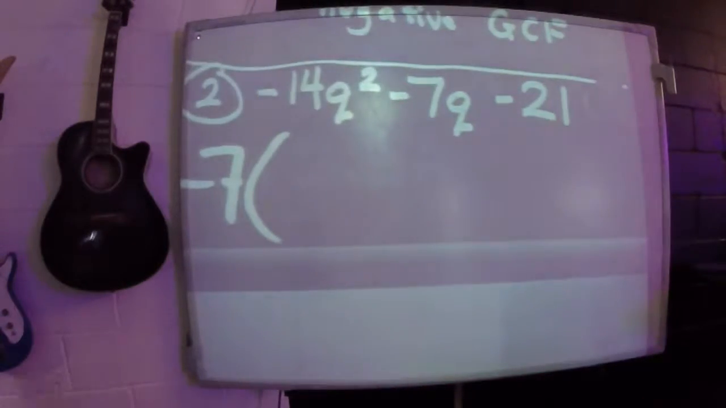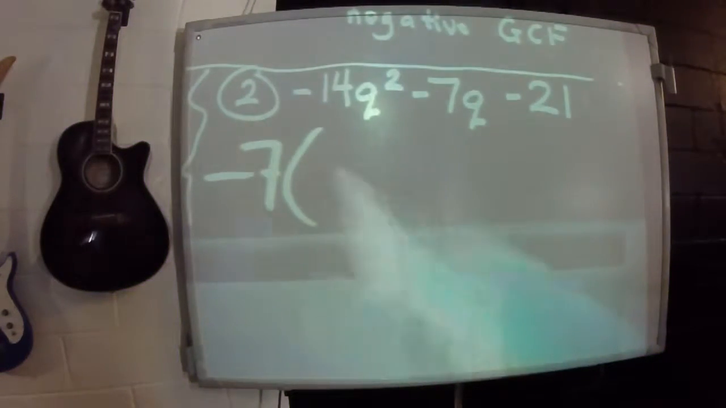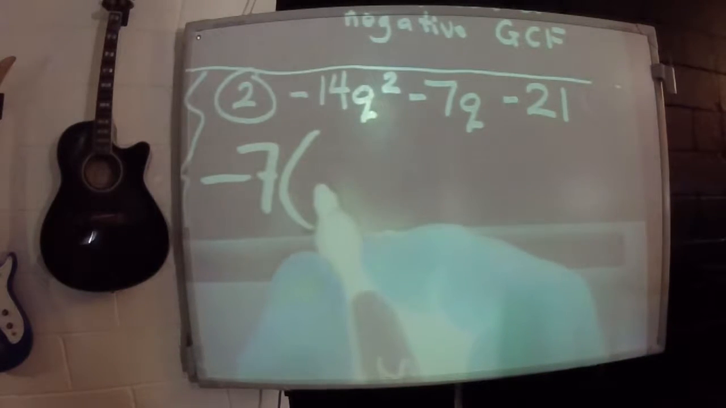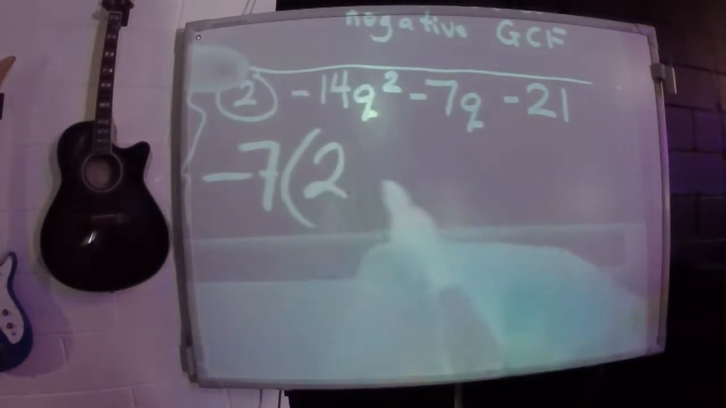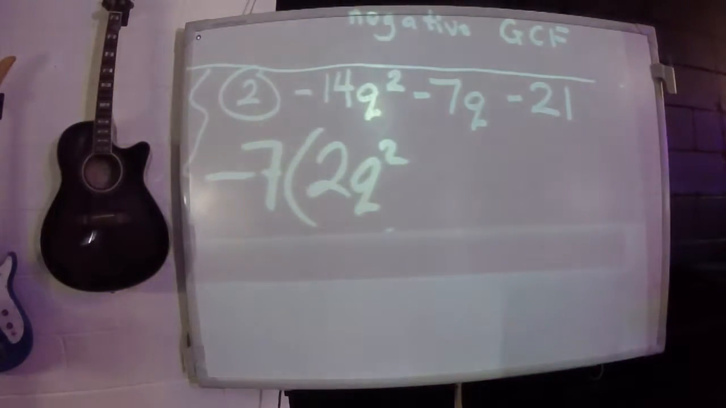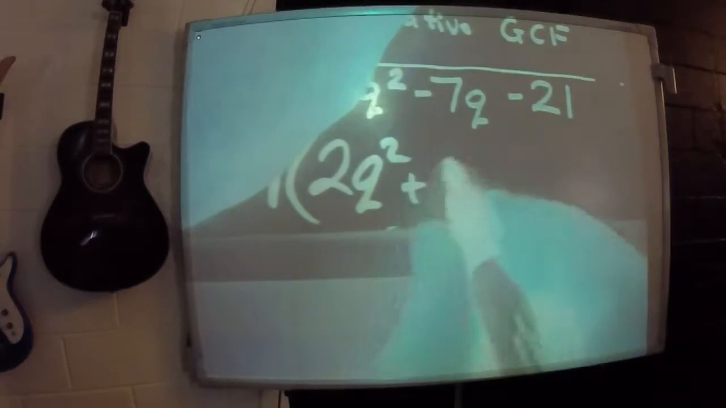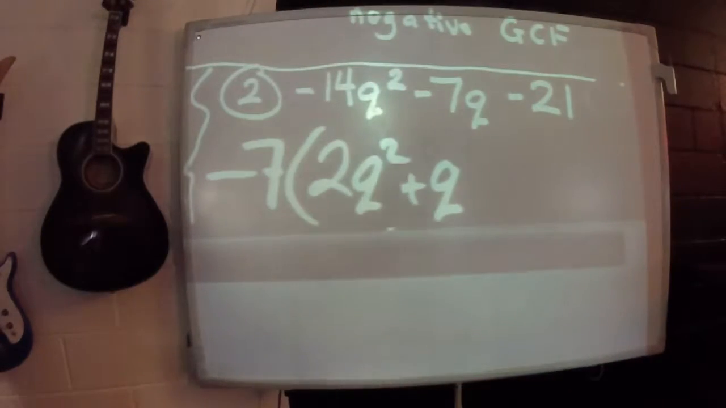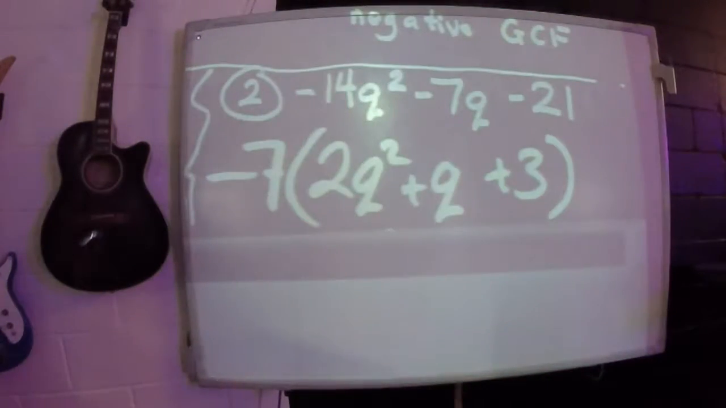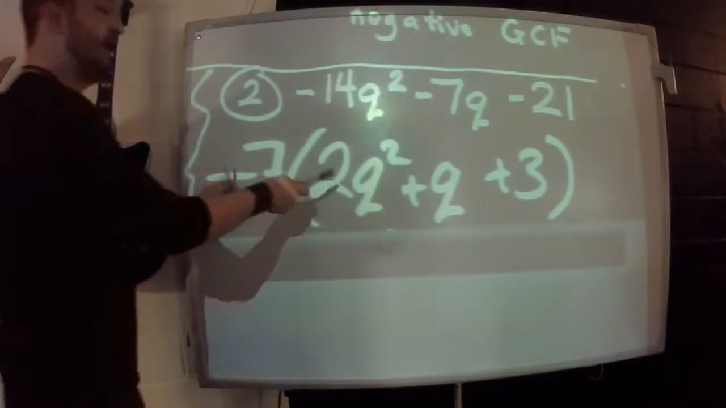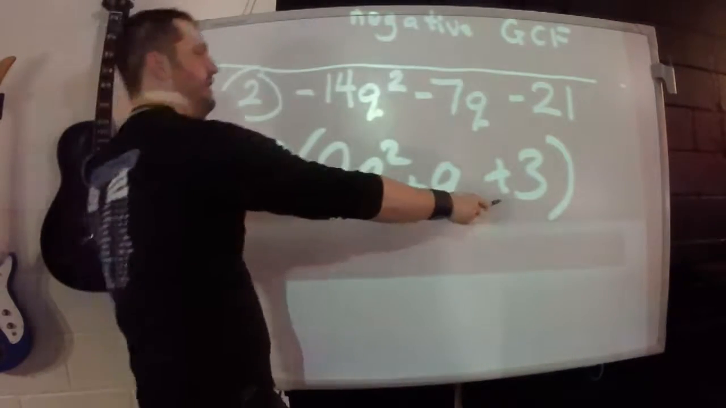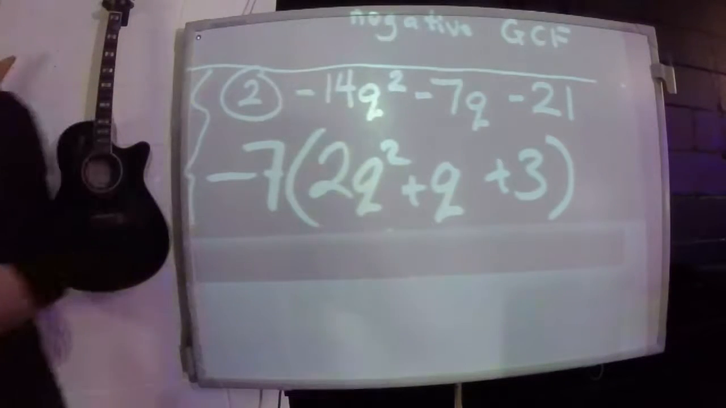-14 divided by -7 is -2Q squared? Is it -2? No, it's +2, positive, and it is Q squared. Yes. -7 divided by -7 is positive Q. And then -21 divided by -7 is plus 3. Yeah, just plus 3. If done right, do a real quick check with your mind: -14Q squared, -7Q, and -21. And that is it.